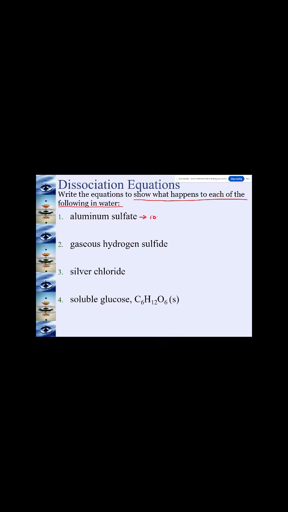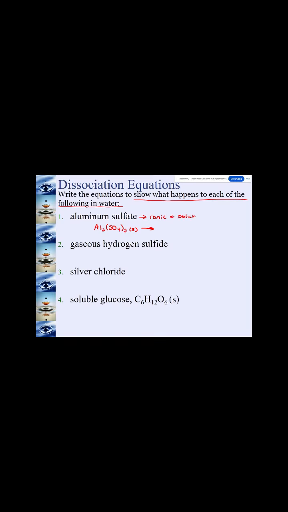Aluminum sulfate is an ionic compound. Now, when we write a dissociation equation, we are going to show the formula for the compound before it's in water. Ionic compounds before they're in water always start as a solid compound. Now I check my solubility chart.